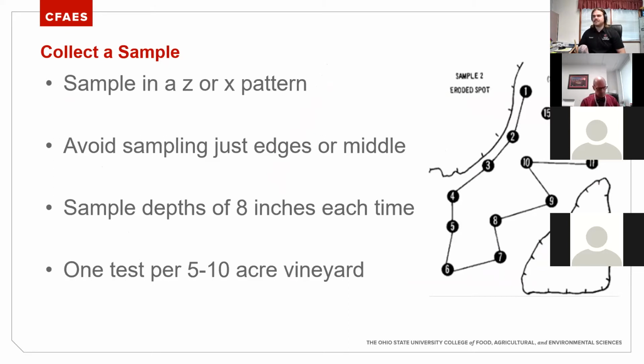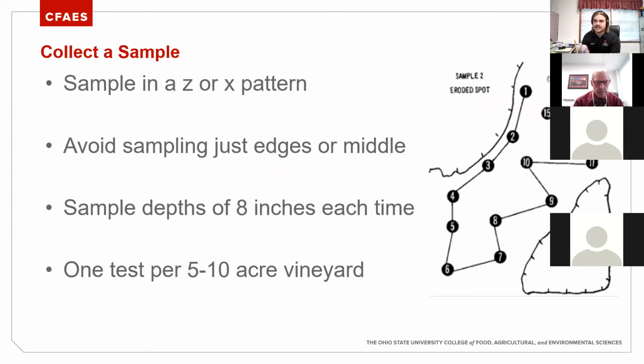So when you actually collect your sample, we recommend going in an X or a Z pattern. Before you have any grapes planted, or before you have any infrastructure put up, it's a lot easier to go through and kind of go in a zigzag pattern. Avoid sampling just on the edges or just in the middle. You want to have a fair representation of the entire field.